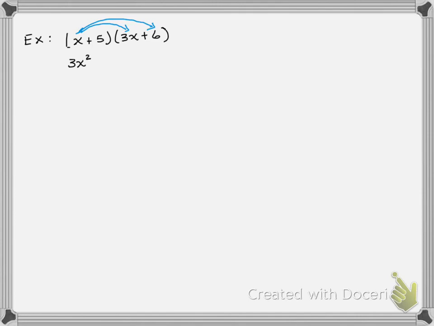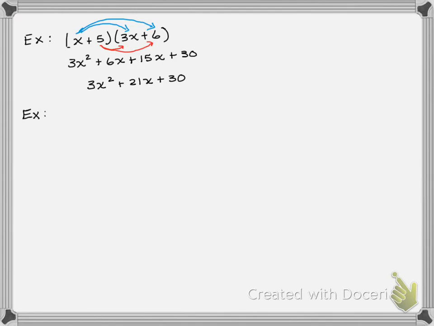So x times 3x is 3x squared. And then x times 6 is 6x. And then we're going to also distribute the 5. So, whoops, 15x plus 30. And then we can combine like terms. Make sense?